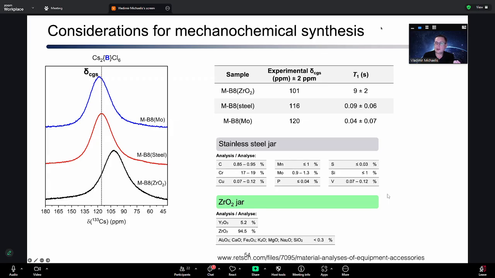Okay. So I didn't talk about this, but I'll just mention it because you asked. So you can see the relaxation here. What happens is with zirconia coming in, your relaxation is around 9 seconds, and this is because all the elements here are diamagnetic. Now, if you use stainless steel, you don't really see a change in chemical shift, but what you do see is a change in relaxation. So you go from 9 and you go 2 orders down, to 0.09.